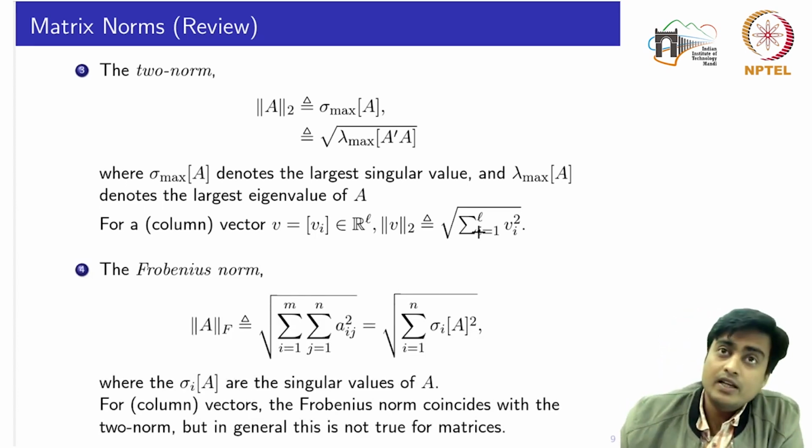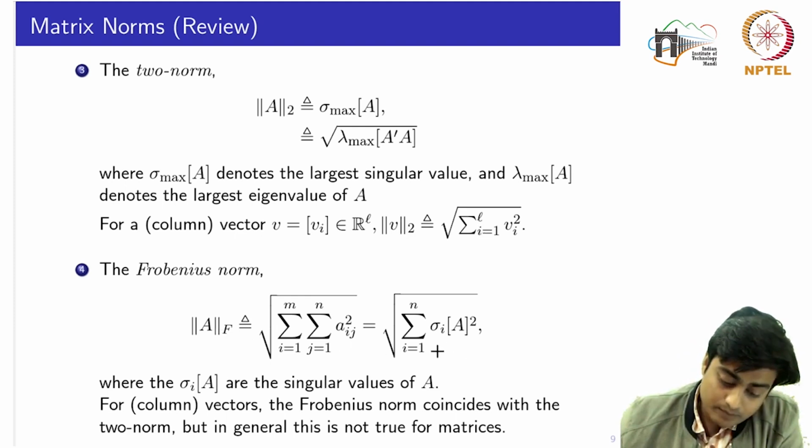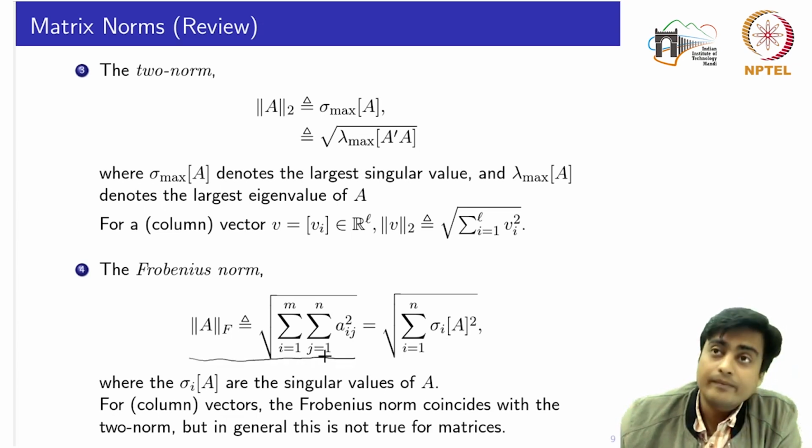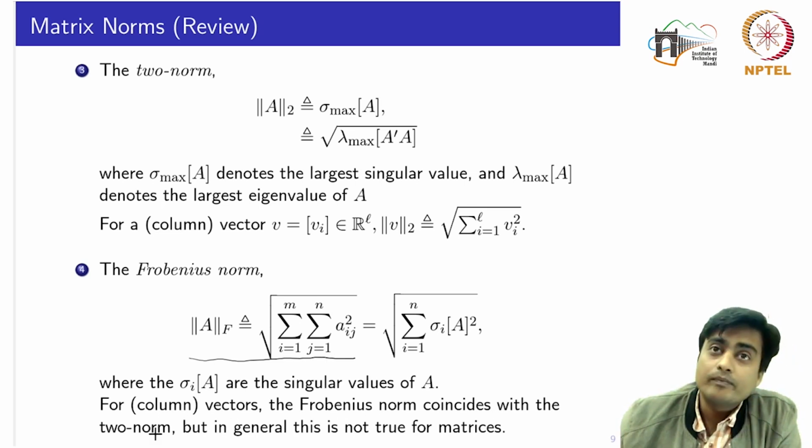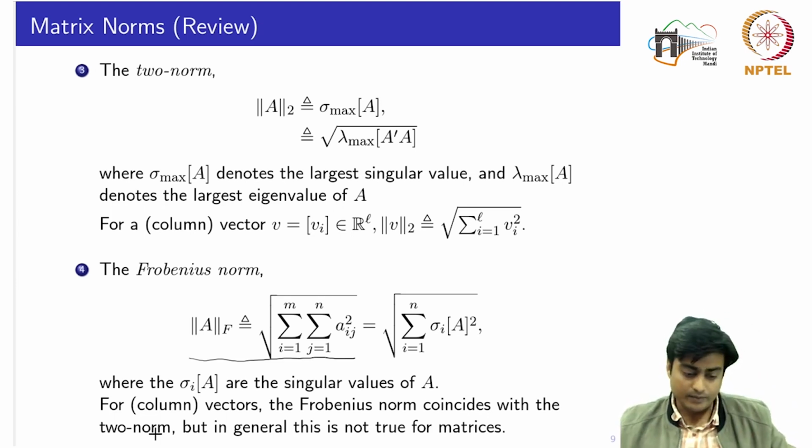Another norm, we have the Frobenius norm. So the Frobenius norm you can compute by this formula, where again sigma i denotes the singular values of the matrix A. If you do not want to compute the singular values, you can also use this formula to compute the Frobenius norm. So for column vectors, the Frobenius norm coincides with the 2 norm, meaning to say if you compute the Frobenius norm of the vector and the 2 norm of the vector, the values would certainly be equal. But in general, this is not true for the matrix. Okay. So keep this thing in mind.